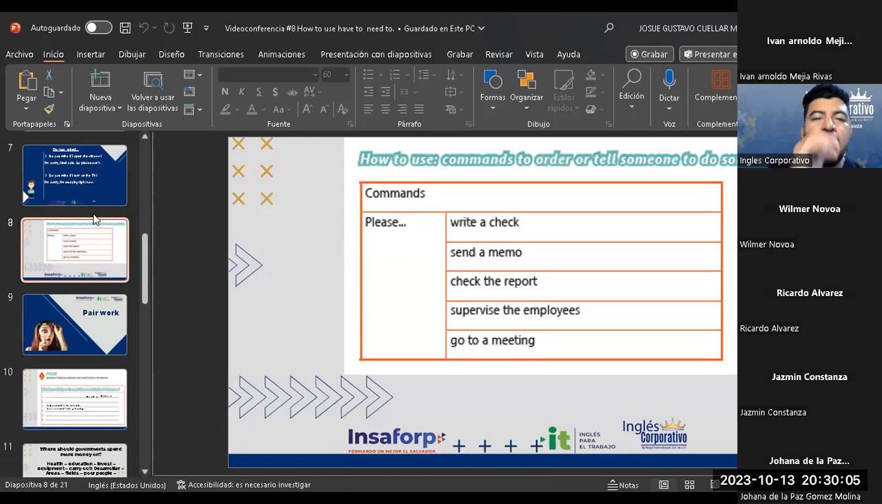Okay, here we have how to use commands to order or tell someone to do something. This is related to the bossy verbs, los verbos mandones que vimos ayer, que son los imperatives, los imperativos, when you give commands or orders or instructions, ¿verdad? Entonces tenemos los commands. Here we have some examples. Please write a check. Please send a memo. Please check the report. Please supervise the employees. Please go to the meeting.